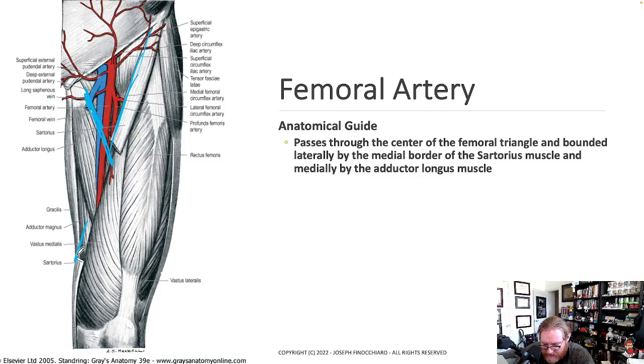Yeah, they cut away the sartorius. So your sartorius would be right here. Here's your adductor longus. And what did I tell you? Right where these two muscles meet, that's where your artery is staring you in the face. So that's the anatomical guide.